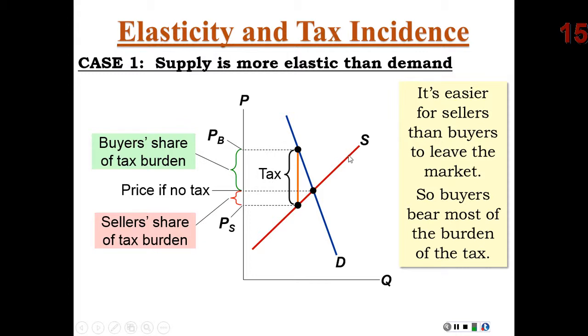Elastic means that sellers can more easily leave the market. If they can more easily leave the market and a tax is imposed, what are a lot of sellers going to do? They're going to leave the market. That would leave the relatively inelastic buying side of the market, the consumer side, left paying the tax, because if buyers have inelastic demand, then of course they can't leave the market as easily, and therefore they would be stuck paying most of the tax.